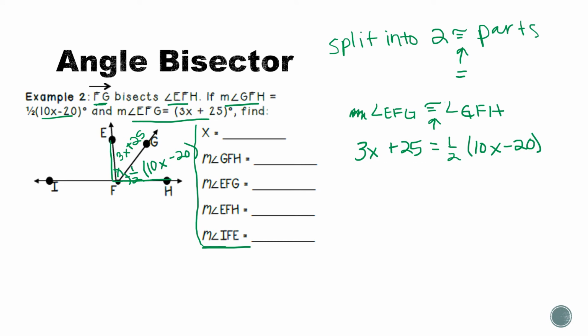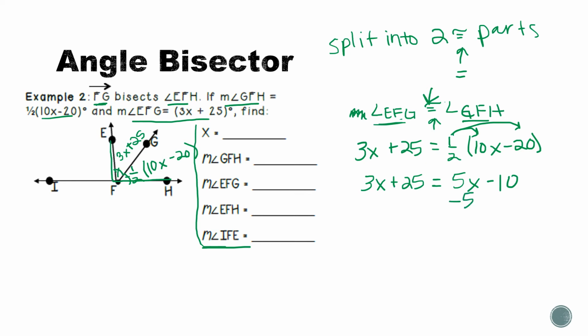All I did was set up an equation here and substitute in for what we were given. We were given the measure of angle EFG and we were given the measure of GFH. So now that I have this algebraic problem, all I have to do is go about solving it. So I'm going to distribute this 1/2 to what's in parentheses to get 1/2 times 10x would be 5x. 1/2 times a negative 20 would be a negative 10. The left-hand side stayed the same. And now I just need to combine like terms on both sides.